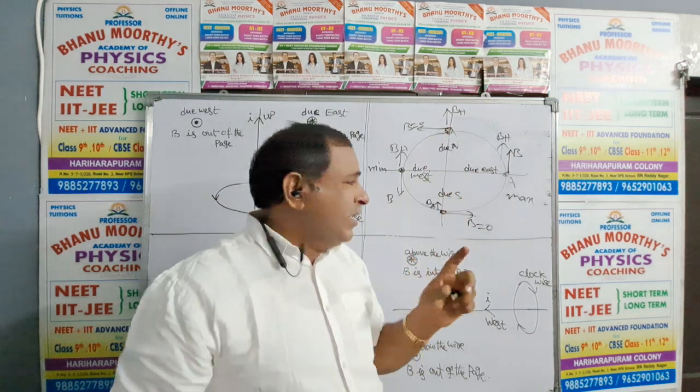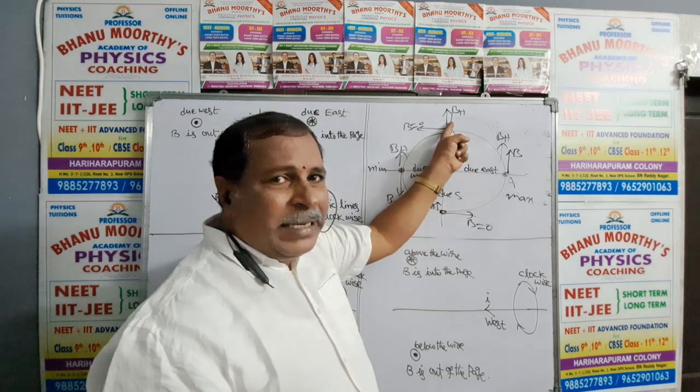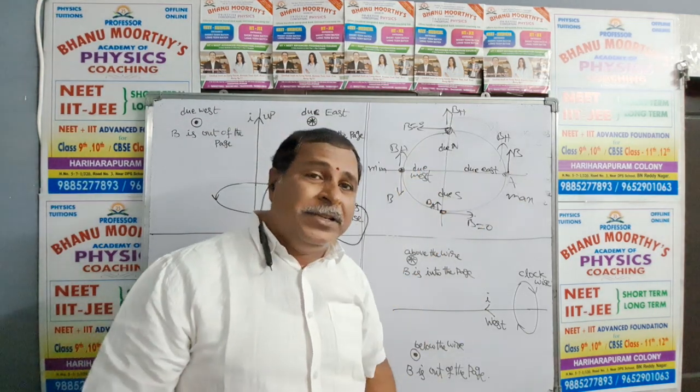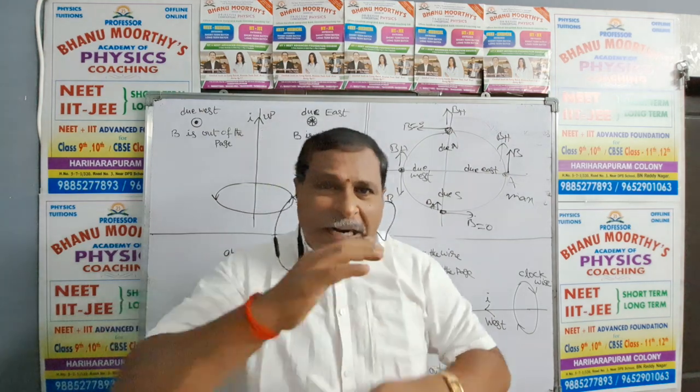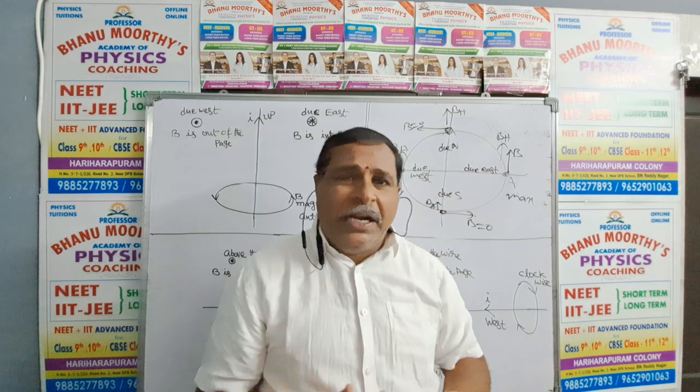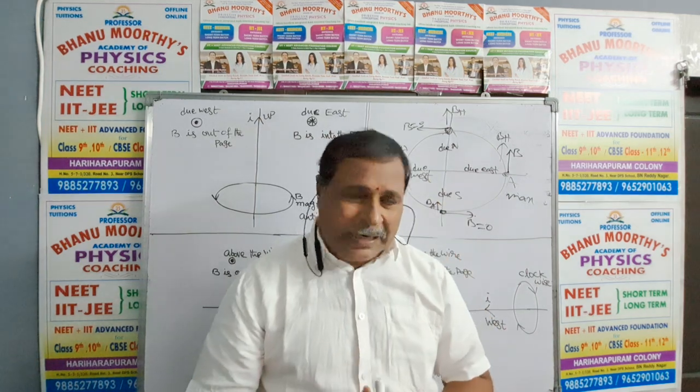Okay, so my dear students, here only BH, here only BH, but here maximum B plus BH, here minimum B minus BH. So this is a representation of direction of orientation of magnetic field and magnitude of net magnetic field around a current carrying conductor.